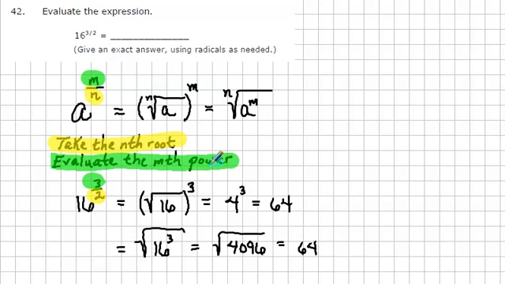My personal preference is to use the first method because when we take the square root of 16 it becomes a smaller number and then we have a small number to cube. We can do the mental arithmetic.